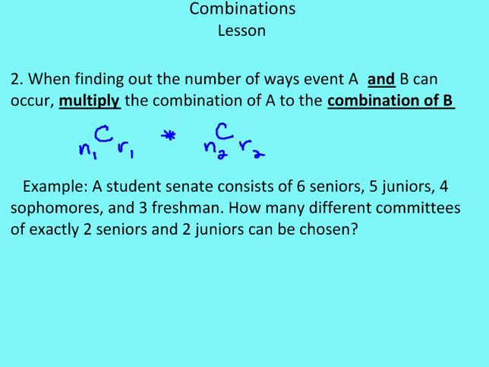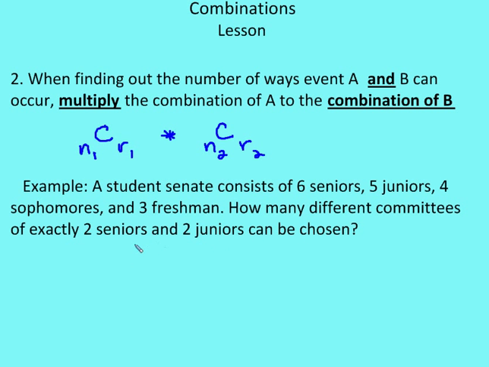Now there are a couple of combination types you need to know about that are not necessarily straightforward. The first is when a question asks to find the number of ways event A and B can occur, then you're going to multiply the combination of A by the combination of B. So let's take an example. I have a student senate. It consists of 6 seniors, 5 juniors, 4 sophomores, 3 freshmen. How many different committees of exactly 2 seniors and 2 juniors can be chosen?